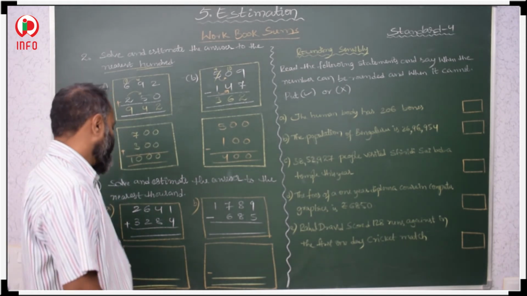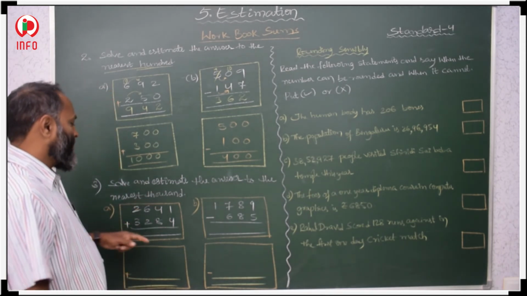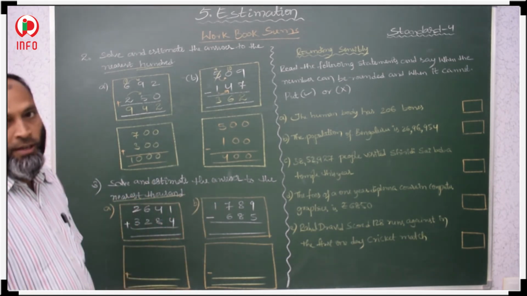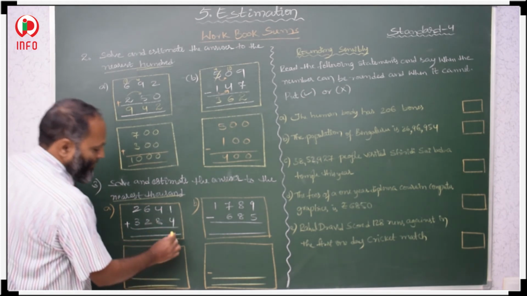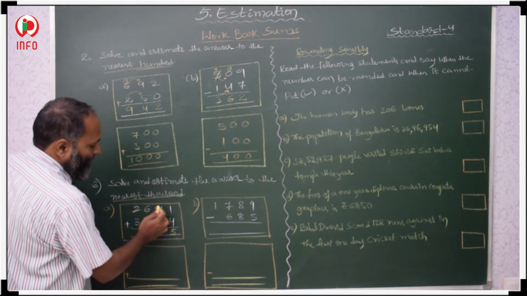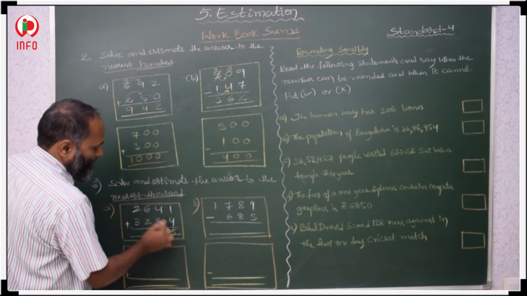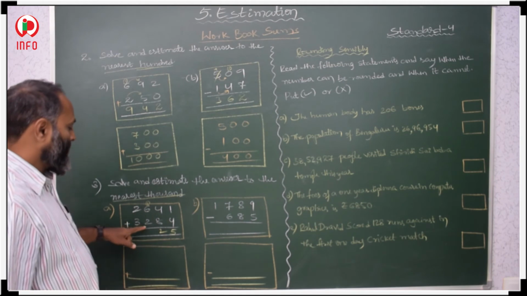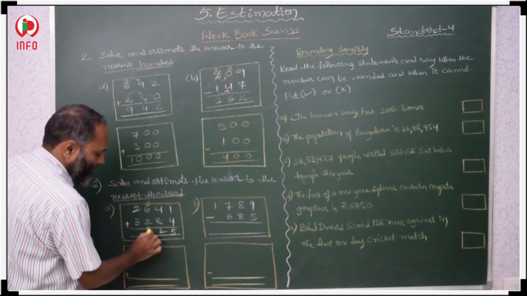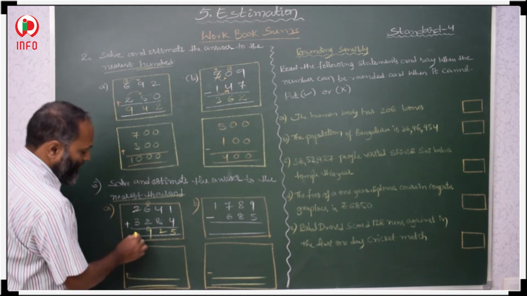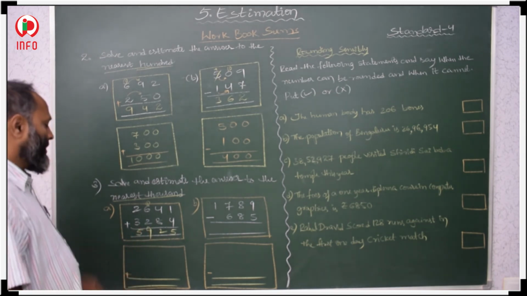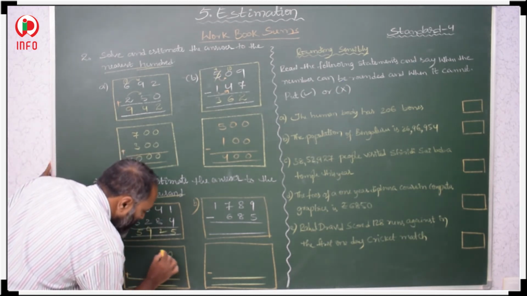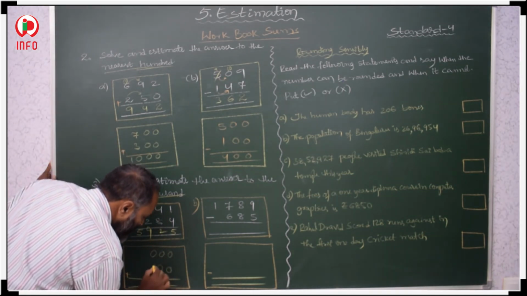Now here estimate nearest to thousands. Nearest to 1000 we have to find. First add, 4 plus 1 is 5. 4 plus 8 is 12, 2 tens and 1 hundred. 6 plus 1 is 7, 7 plus 2 is 9. Next 2 plus 3 is 5. So 5925. Nearest to thousands, so in ones, tens, hundreds we will get zeros.